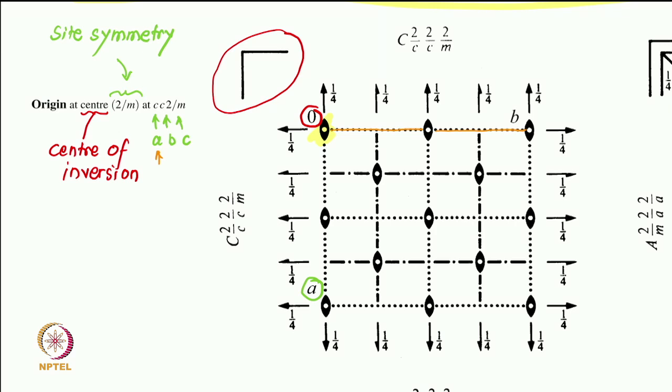Similarly, perpendicular to the B axis also you have a C glide, and parallel to the C axis you have a two-fold, and perpendicular to the C axis you have a mirror plane. So, that is the last item shown there. So, a complete symmetry description and the location of the origin is given in the International Tables, and one has to carefully study that to make sure that one is aware of the origin of the space group one is working with. Thank you very much.